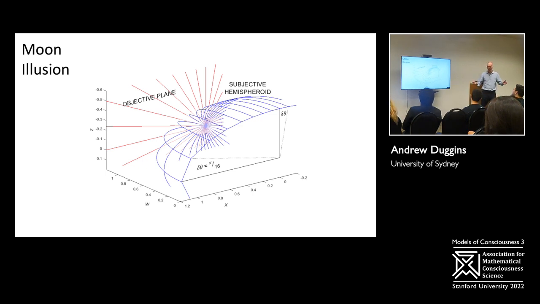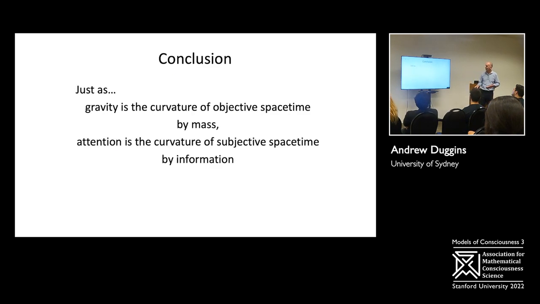And final slide. So what's actually happening? How is this probability structure of the objective environment being manifested at a local level in my subjective hemisphere or hemispheroid? Well, I'm going to give you what I hope is a provocative conclusion slide. Just as gravity is the curvature of objective space-time by mass, attention, I propose, is the curvature of subjective space-time by infinity. Thank you.